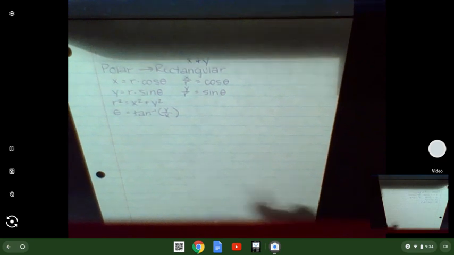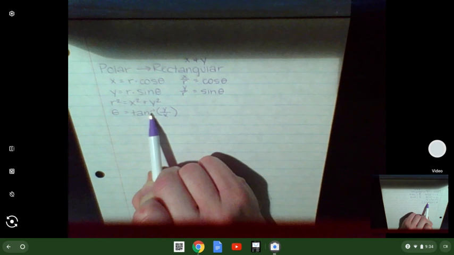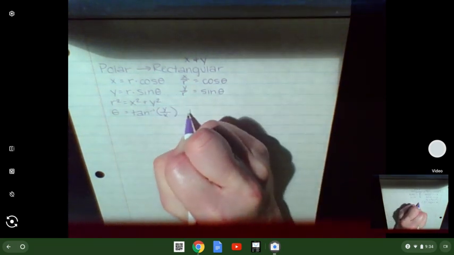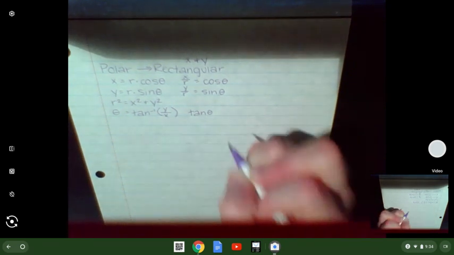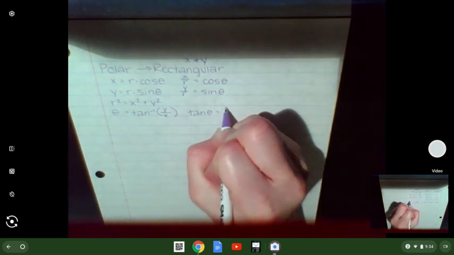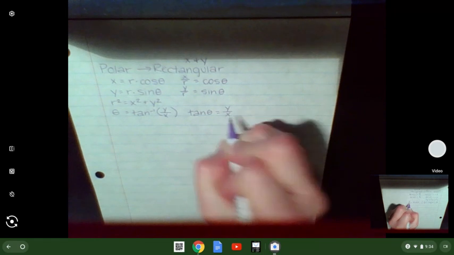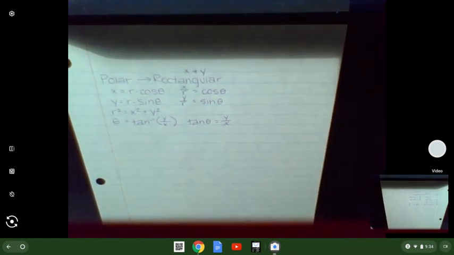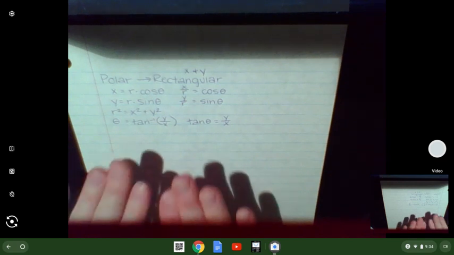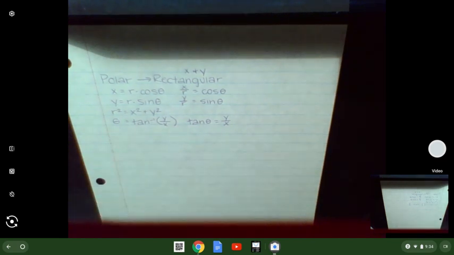And our last equation, keep in mind, inverse tangent is how we canceled out taking the tangent of theta on the left. So this last equation could also be written as tangent of theta is equal to y divided by x. Really, as long as you have these four relationships tucked in a corner of your paper, you're good to go. But being able to rearrange those, just like we rearranged our trig identities, could be beneficial.